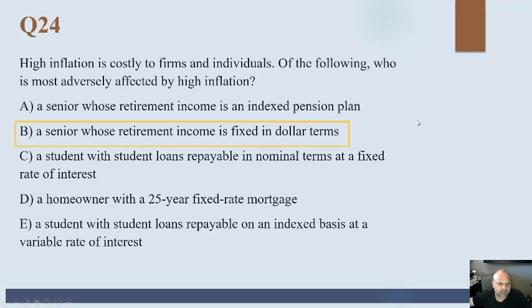Hit pause. Okay, the correct answer here would be a senior whose retirement income is fixed in dollar terms. Okay, if it's fixed in dollar terms, it's not going to change at all. So if there's a high level of inflation, this person's standard of living will fall.